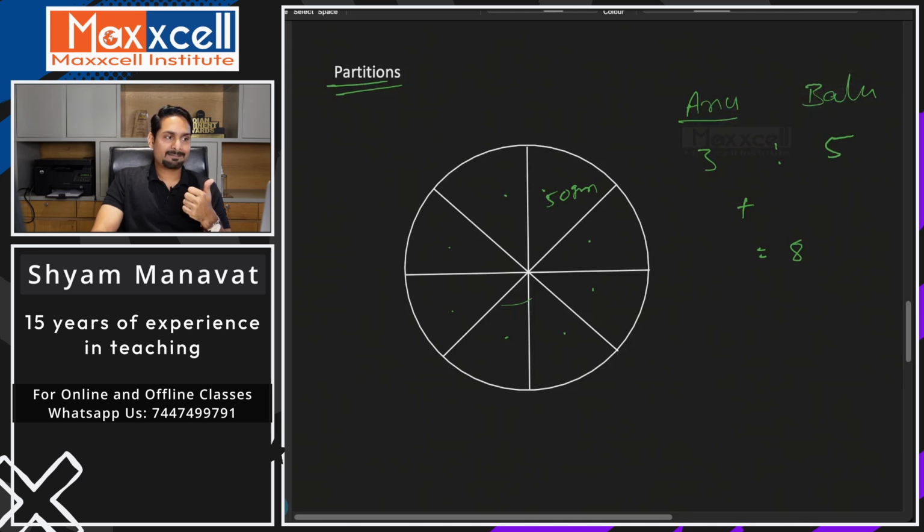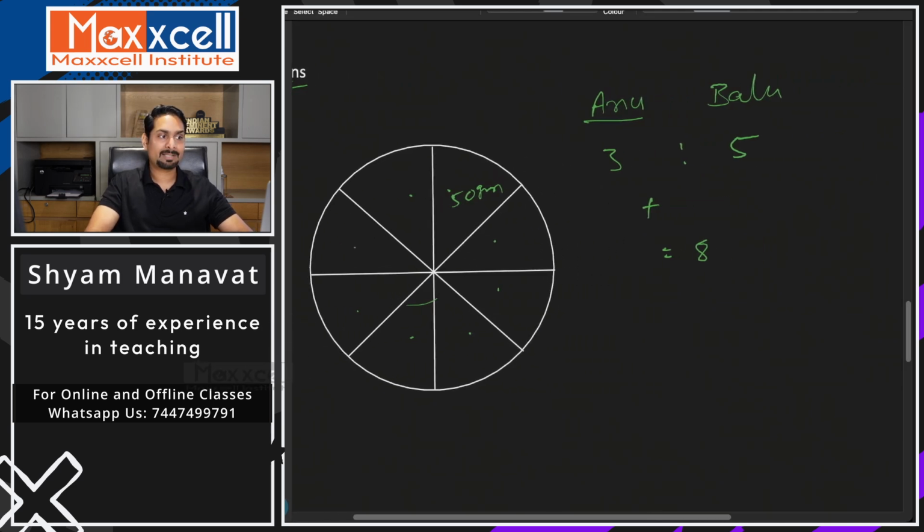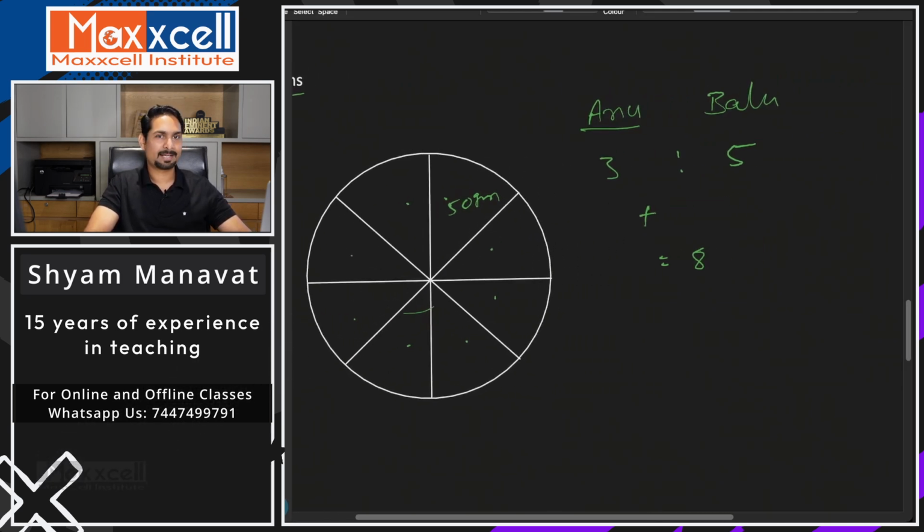So can we simplify 3 and 5 further by dividing by any common number? As in, do they have any common factor? No. So that's the ratio they have divided into, 3:5. So 3 portions are for Anu, 5 portions are going to Balu. So divided into 3:5.